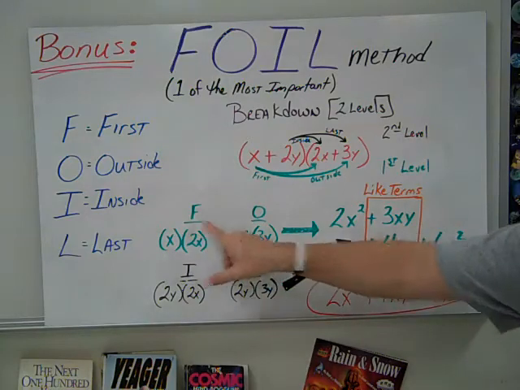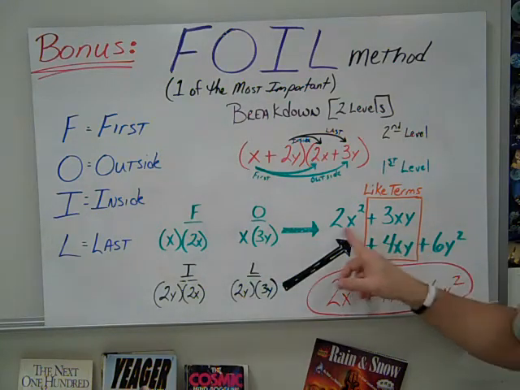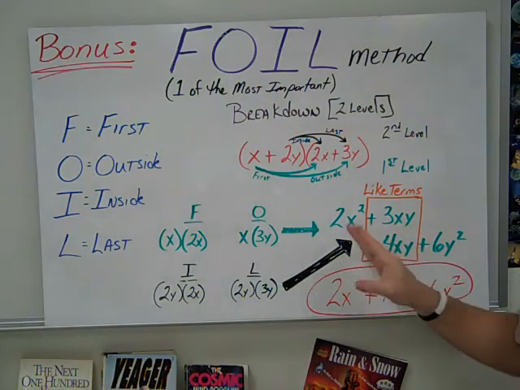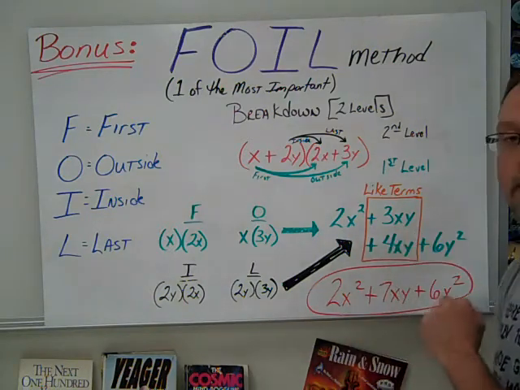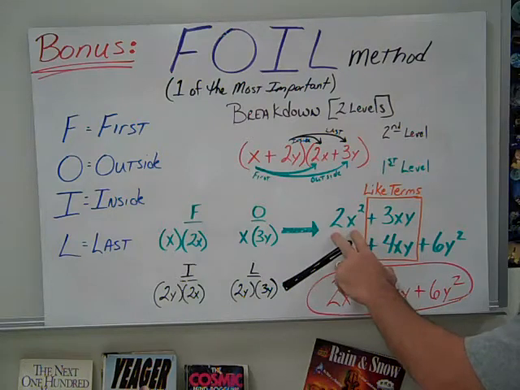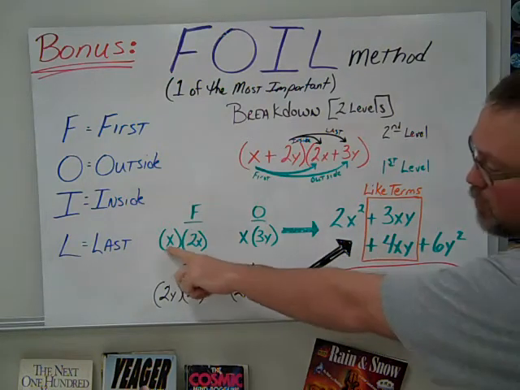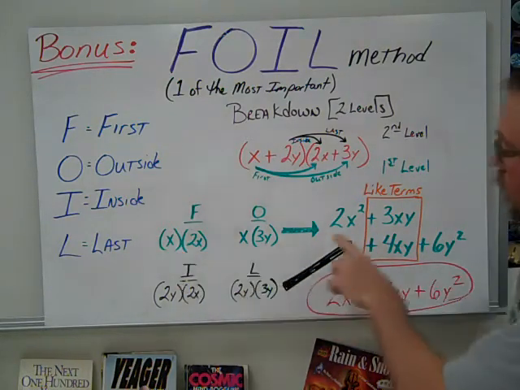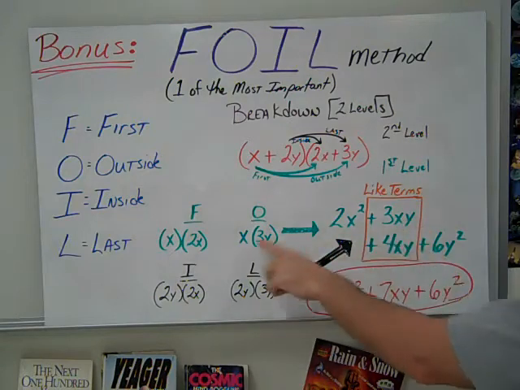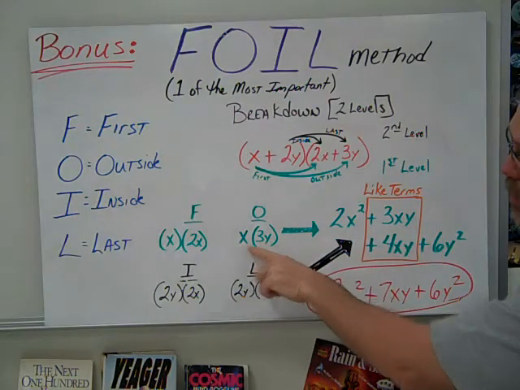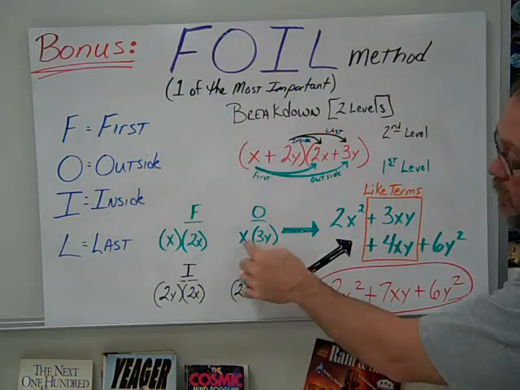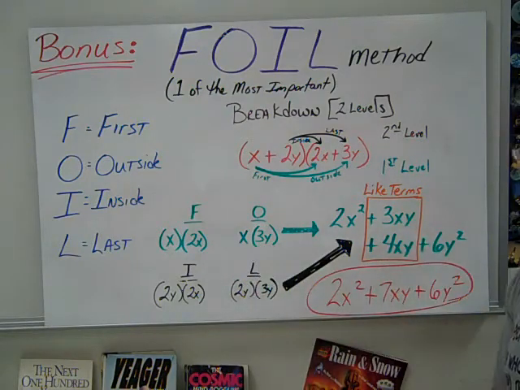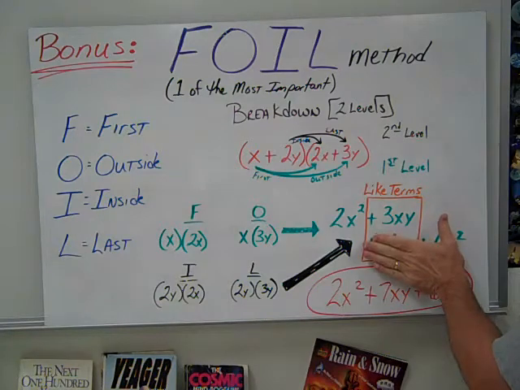So you're going to have your first and your outsides. You're going to put those together. Now again, we're looking at like terms, so we don't have like terms, so they cannot be combined together. So we put it as 2x squared. We have two x's, 2 times 1, and 3xy. So again, we have a 3. There's no like bases, so we don't add the powers. So we have 3xy for our second term. So that's our first level.